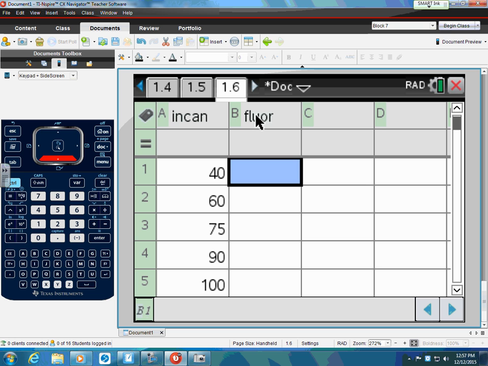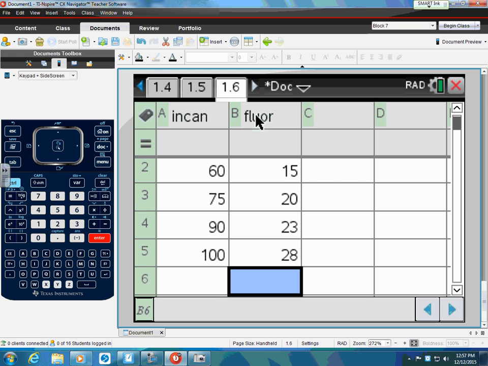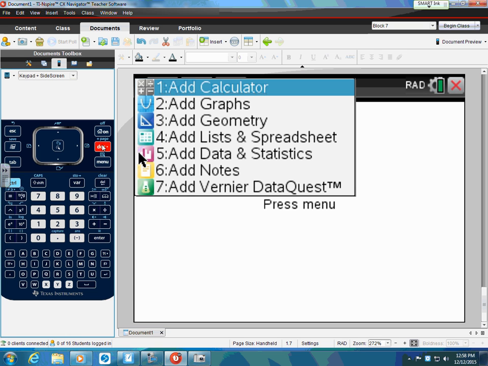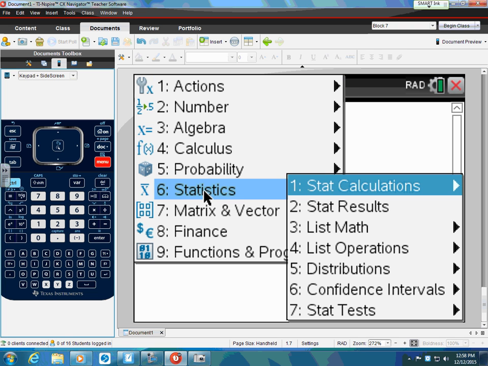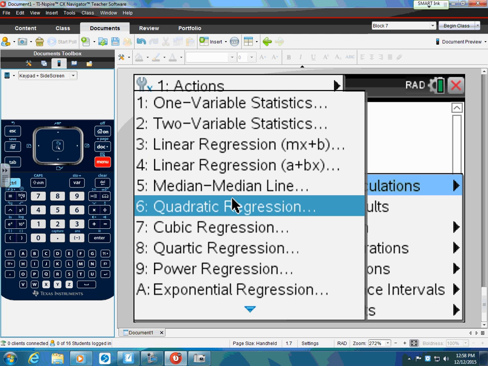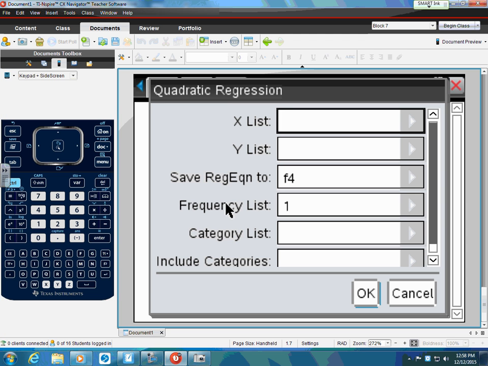And here I have 11, 15, 20, 23, and 28. Remember to push enter after that last 28. And I want to now go to a calculator page. I'm going to do menu, statistics, stat calculations, and I want quadratic regression.